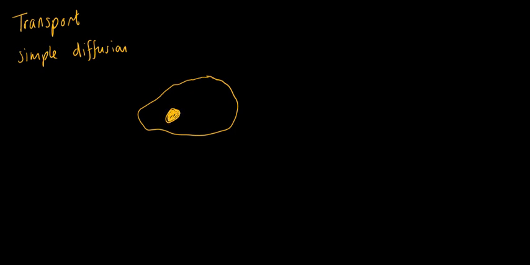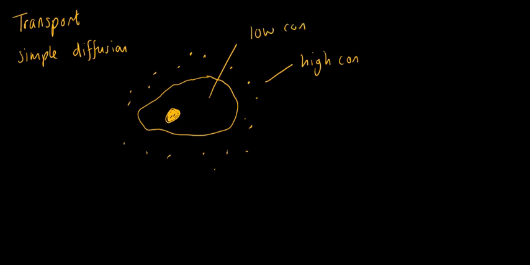Say, for example, this was just a simple animal cell, and we had oxygen molecules outside the cell, like so. So currently, outside the cell is where we have our high concentration of oxygen, and inside the cell is where we have a low concentration of oxygen. So these oxygen molecules would diffuse through the plasma membrane, which they're able to pass through, until an equal concentration is established. So we'd end up with an equal concentration.